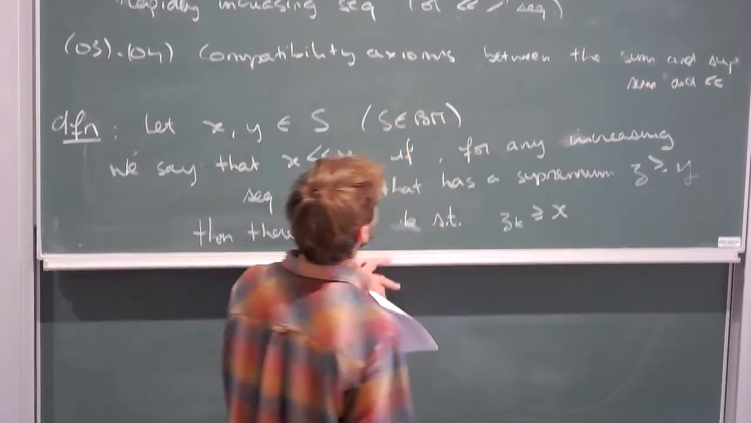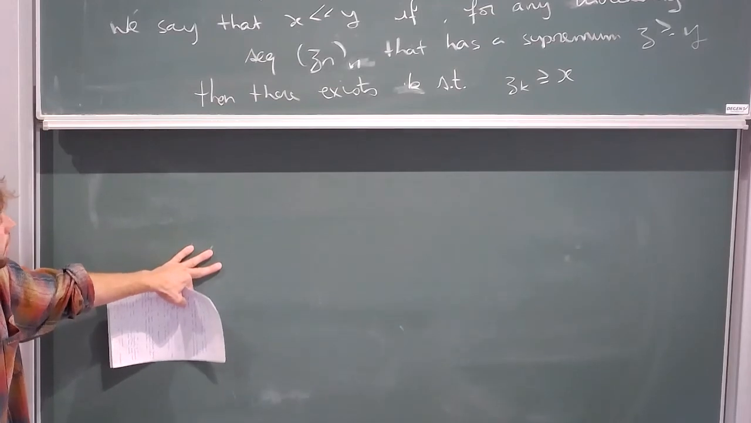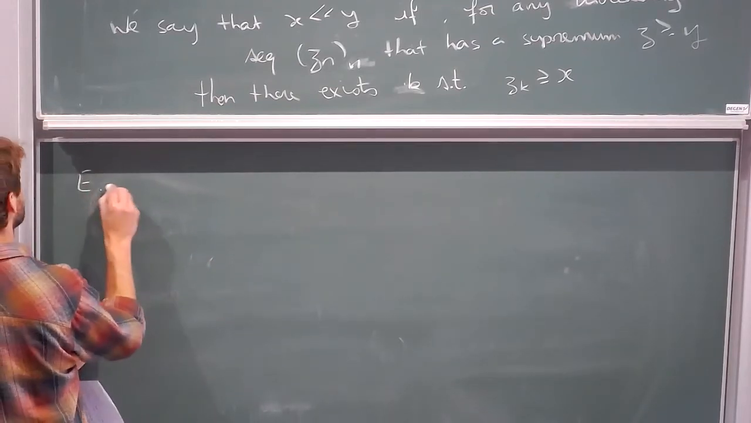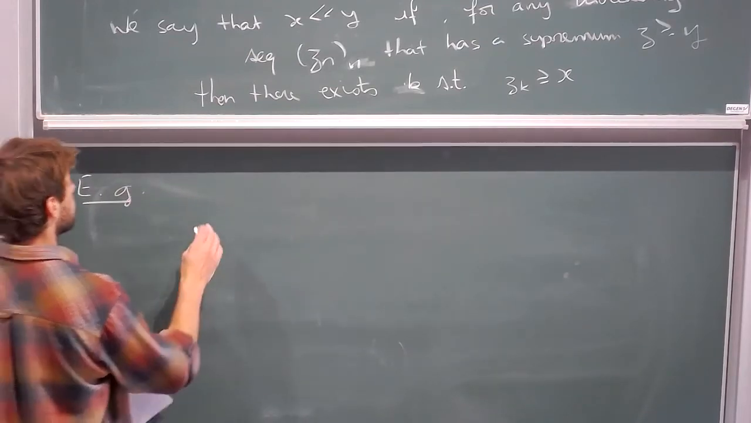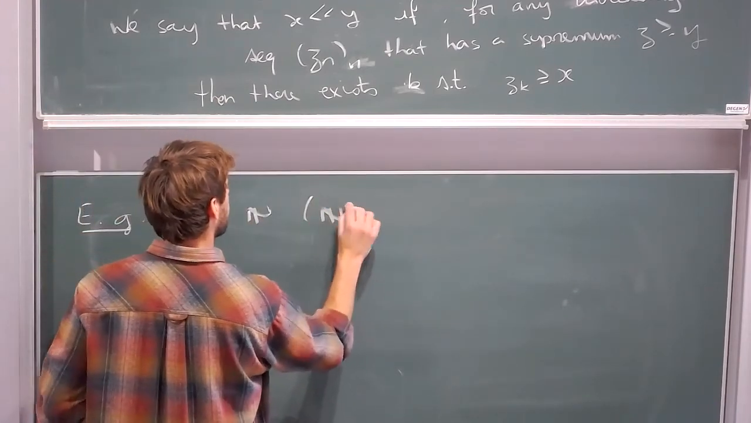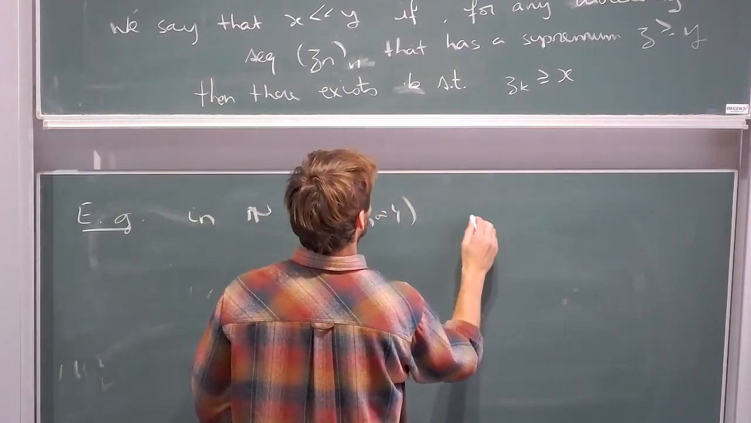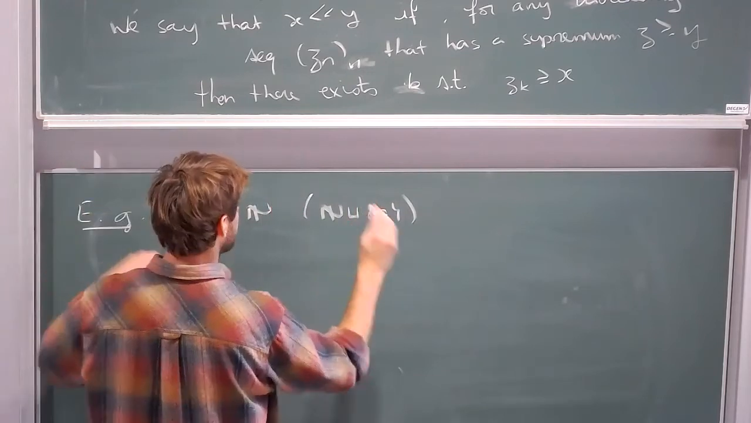So usually at first this thing is a bit hard to conceptualize, so I will give you some examples. Okay, so in the natural numbers or natural numbers with infinity, I forgot to say, I will say it later.